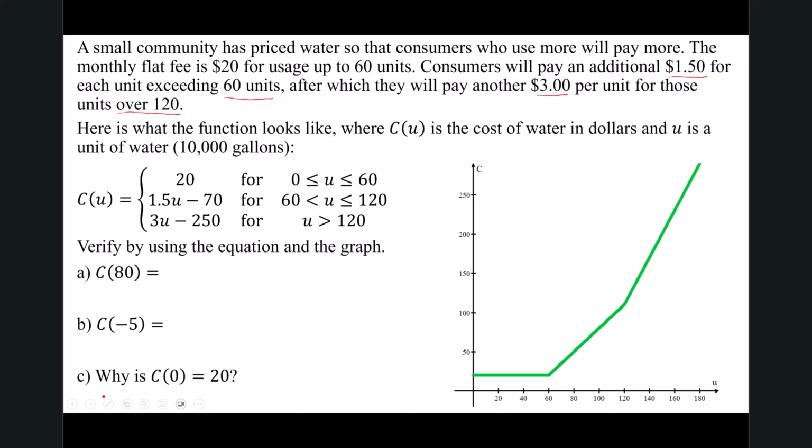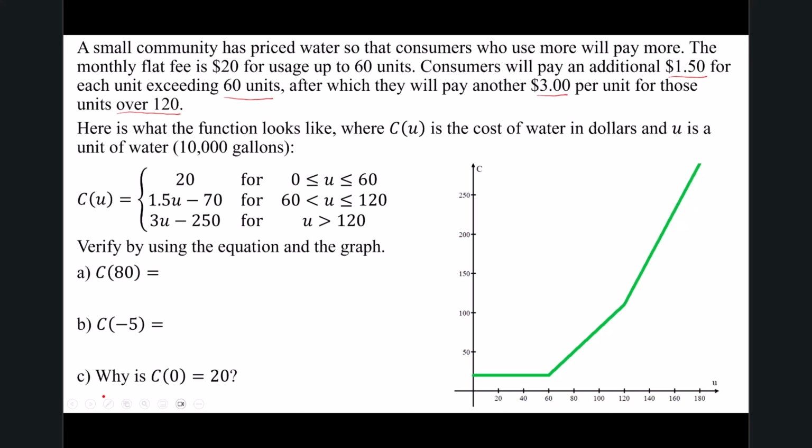Here is what this function looks like, where C(U) is the cost of water in dollars, and U is a unit of water. In this case, a unit of water is defined as 10,000 gallons. C(U) equals 20 for each unit between 0 and 60. C(U) is 1.5U minus 70 for units between 60 and 120, and 3U minus 250 for units over 120. So we're going to verify the following by using the equation and the graph.